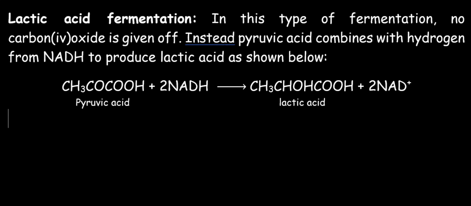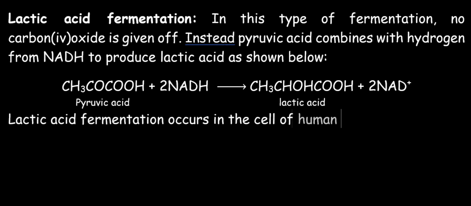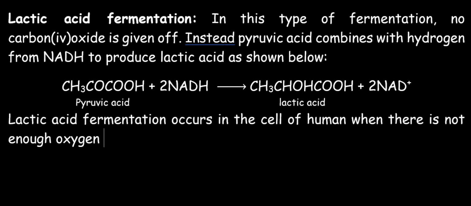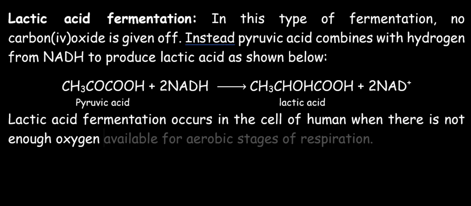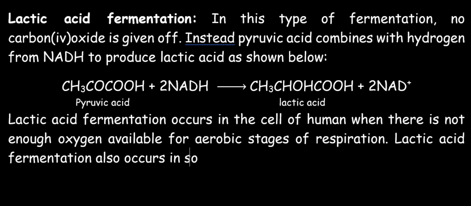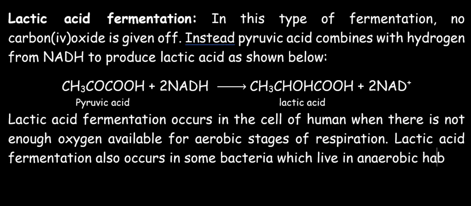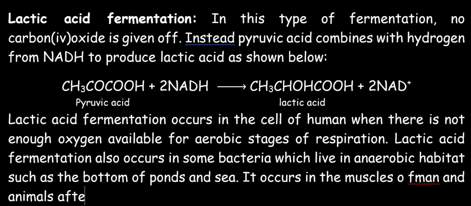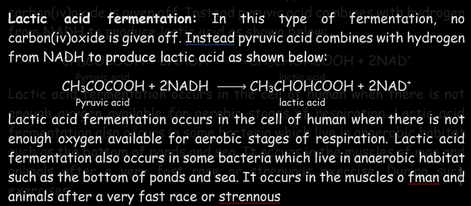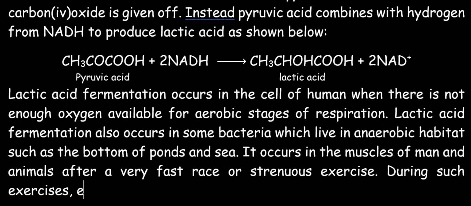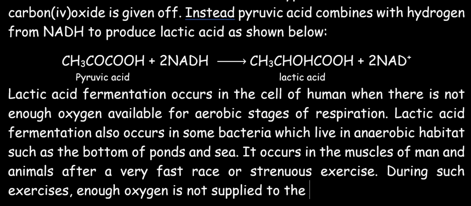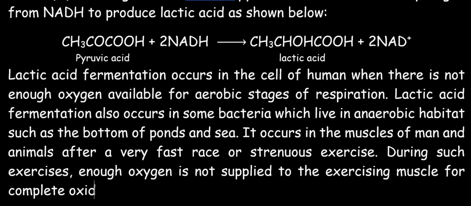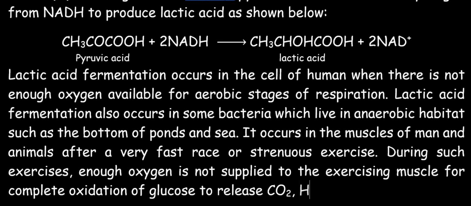Lactic acid fermentation occurs in the cell of human when there is not enough oxygen available for the aerobic stages of respiration. Lactic acid fermentation also occurs in some bacteria which live in anaerobic habitats such as the bottom of ponds and sea. It occurs in the muscle of man and animals after a very fast race or strenuous exercise. And during such exercises, enough oxygen is not supplied to the exercising muscle for the complete oxidation of glucose to release carbon dioxide, water, and energy. And as such, instead, lactic acid and a little energy are released.